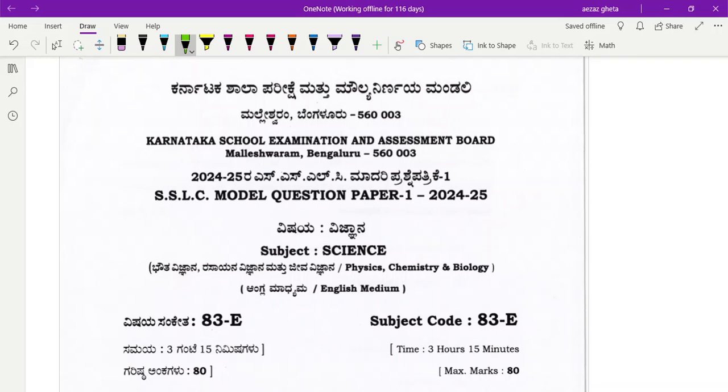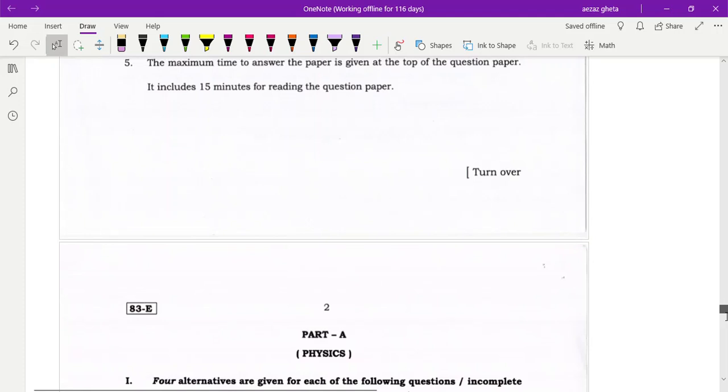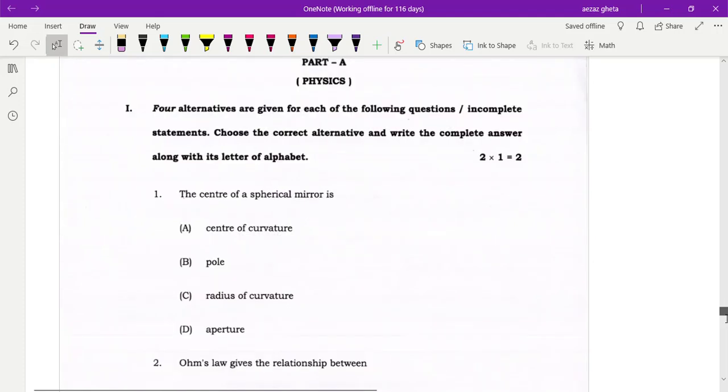So let's start. You can see the science model paper released by the Karnataka board. We'll discuss here the MCQs, 1 mark questions, and if you have any doubt you can write in the comments. We will get the answer for those also. And we'll not only say the answers, we'll give explanations for those.